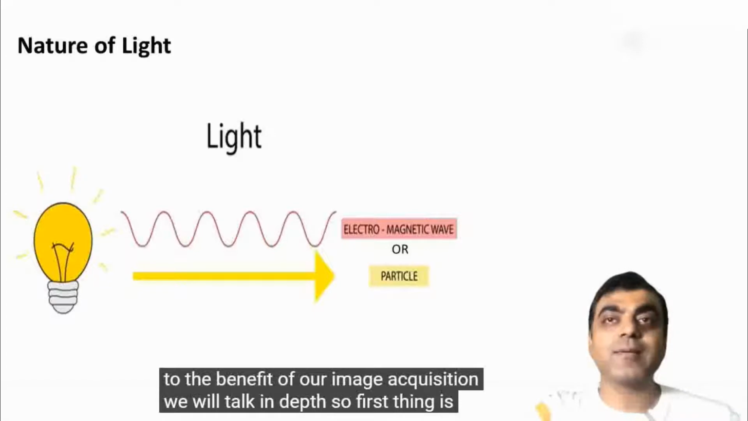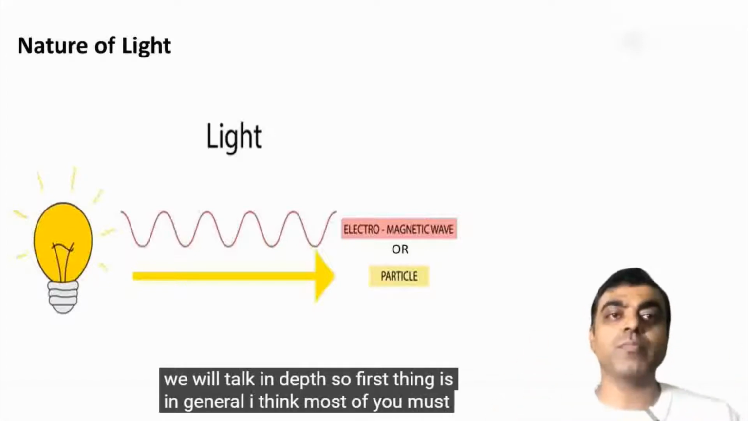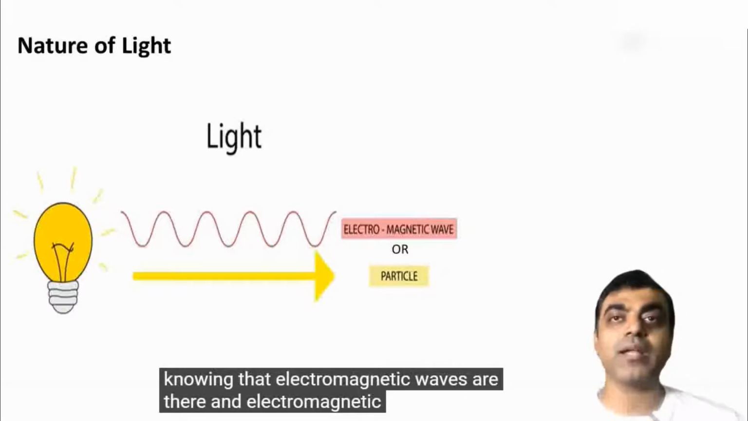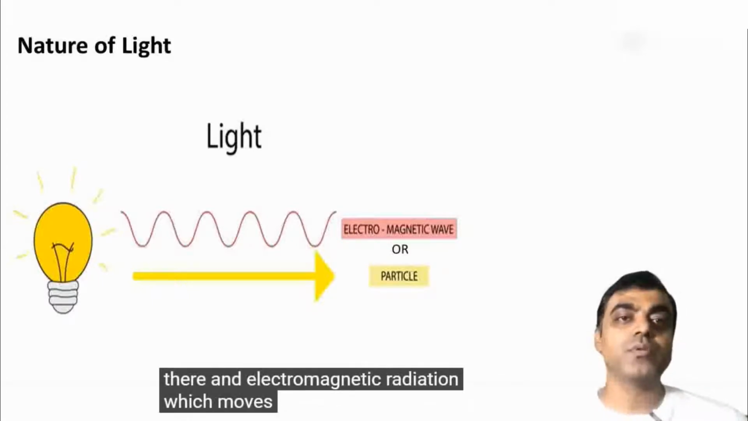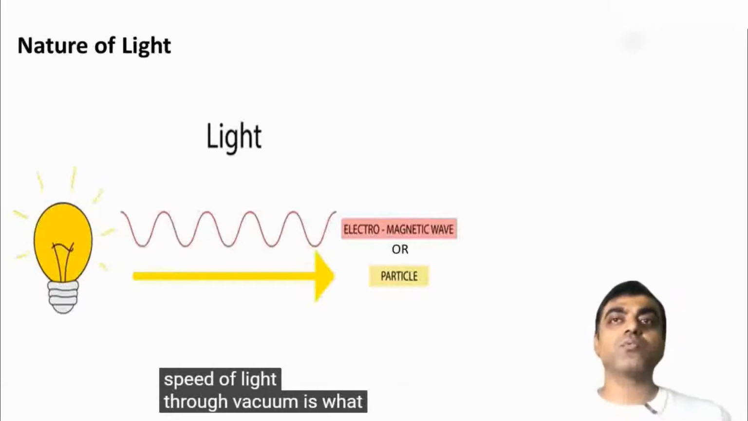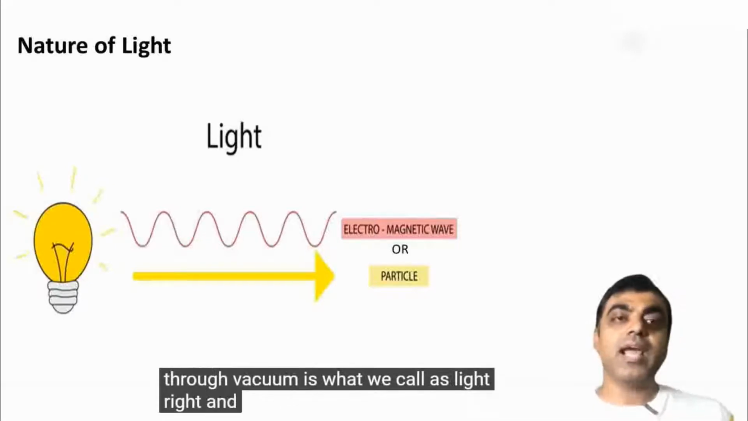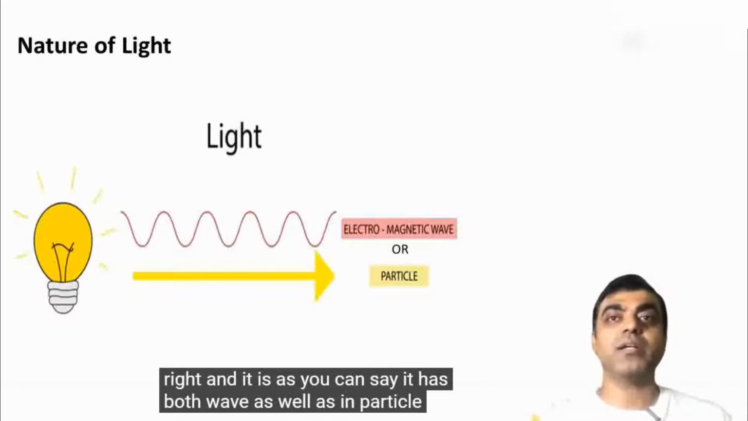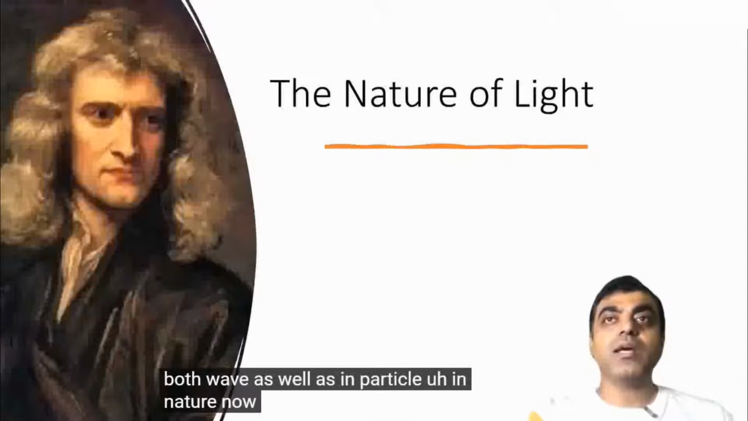First, in general, I think most of you must know that electromagnetic radiation which travels at the speed of light through vacuum is what we call light, right? And it has both wave as well as particle nature.